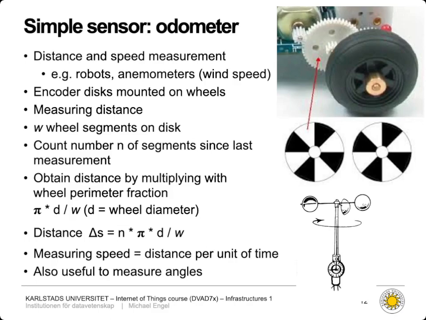You obtain the distance by multiplying by the wheel perimeter. So you have W wheel segments, you have a diameter of d, and then pi times d is the circumference of the outer side of your wheel. And then you know the distance that was covered, and you can have the differential distance by just getting the number of segments multiplied by exactly that number. And if you want to figure out the speed, then you also have to measure the time. And then, of course, you divide distance by time to get the speed. And this is obviously also useful to measure angles, like, for example, in this anemometer.